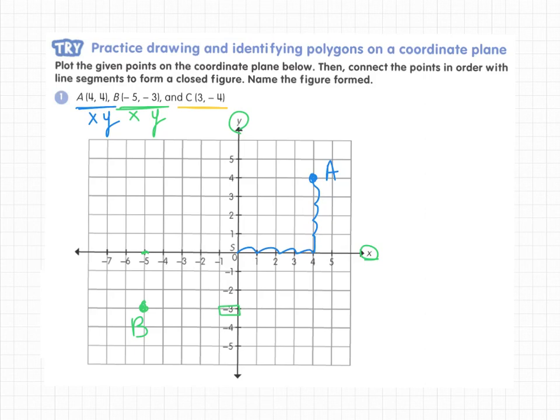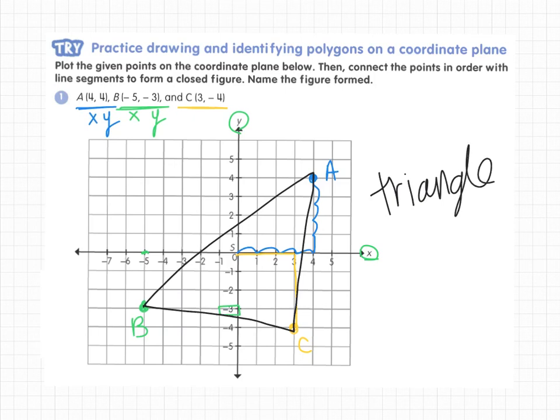I'm going to go over to +3 on the x-axis and then down to -4 on the y-axis, and this is going to be point C. All right, now that we made those 3 points, now we can connect them together. And this shape that was formed is a triangle. So that's what we're doing today.